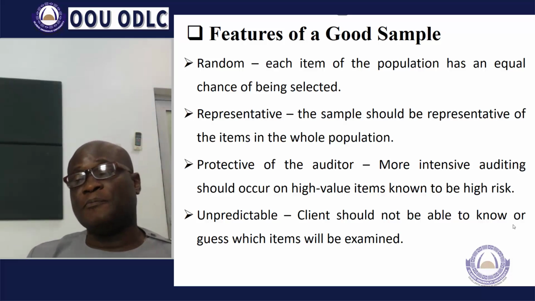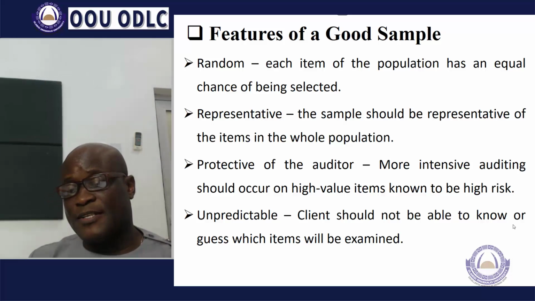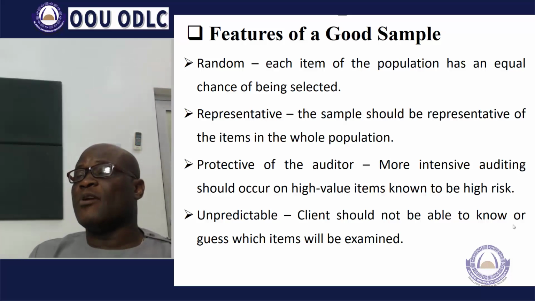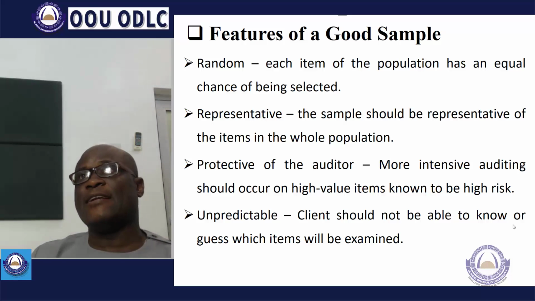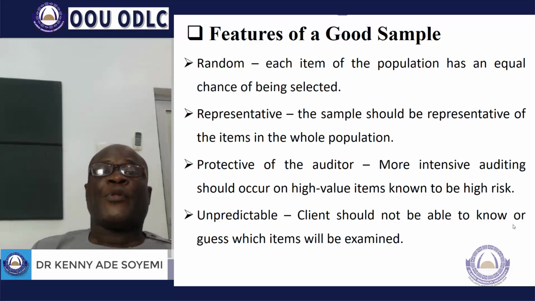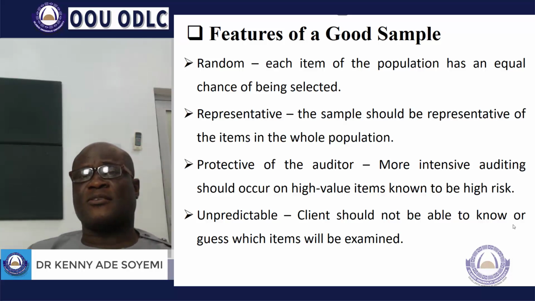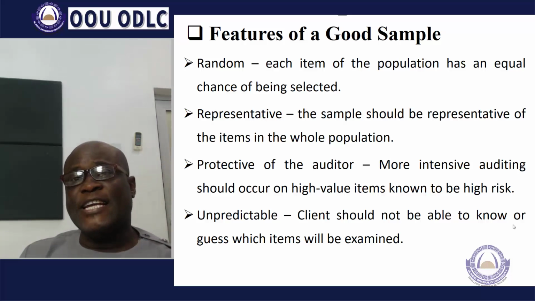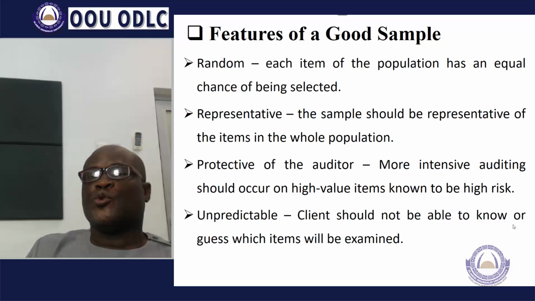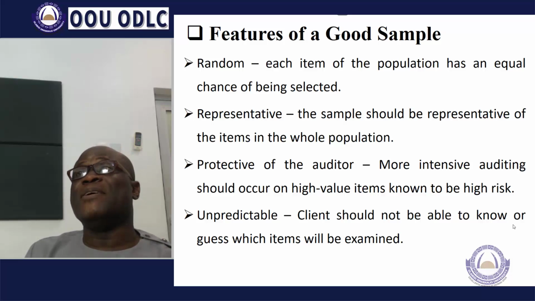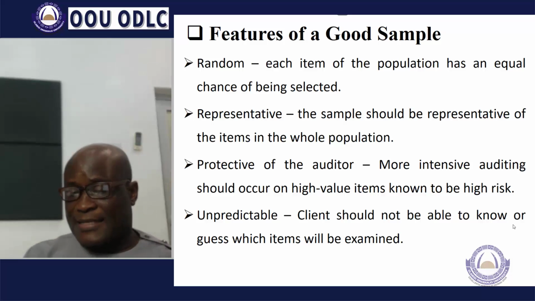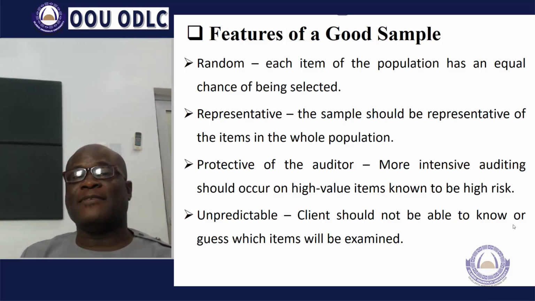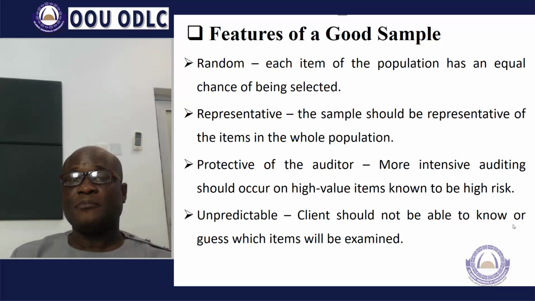Features of a good sample. Remember, the essence of a sample is to be able to identify and conclude on a particular characteristic which you are going to extend to the population. So the following are the features of a good sample. 1, it must be random, meaning that each item of the population should have an equal chance of being selected. Aside from that, it must be representative. The sample should be representative of the items in the whole population.